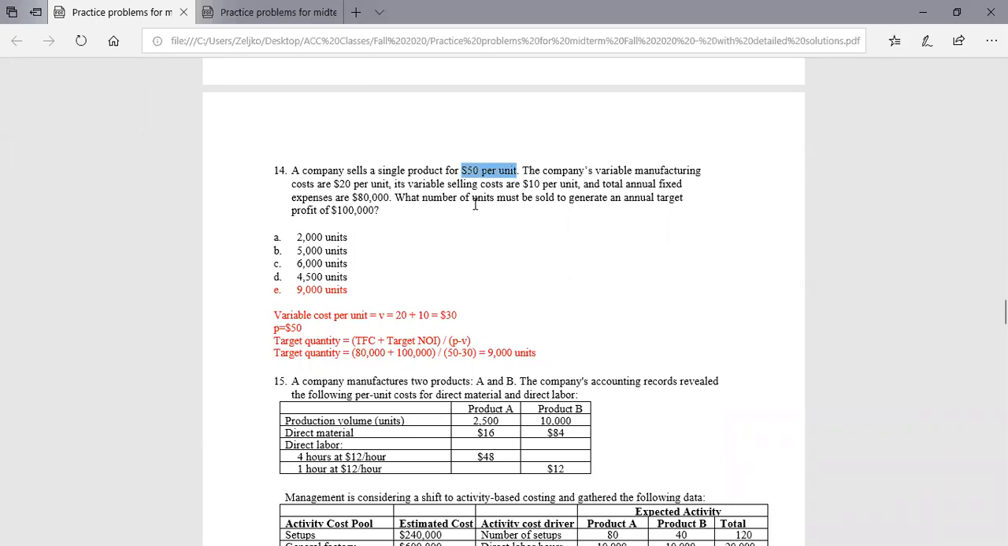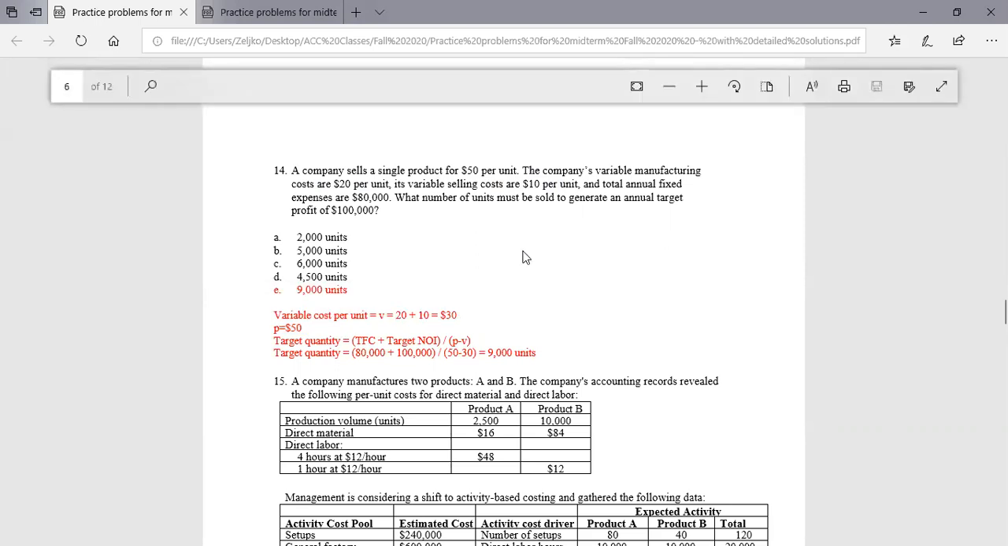We are selling the product for 50, variable costs are manufacturing at 20 and selling at 10. That's a total of 30, and the price is 50, so our contribution margin is 20. Now, fixed costs are 80,000 and target profit is 100,000. The shortcut is the same as before: total fixed cost divided by CM per unit, but now we add target profit to it. That gives us a total of 9,000 units.